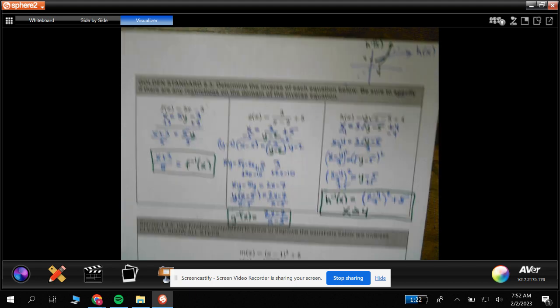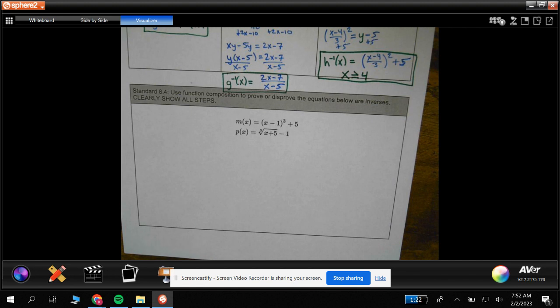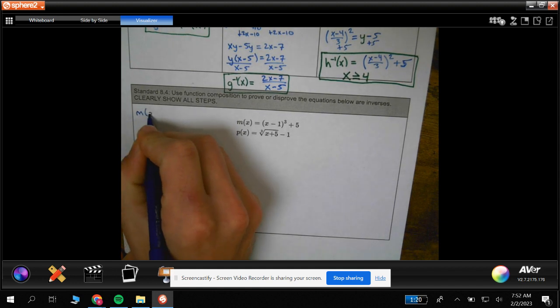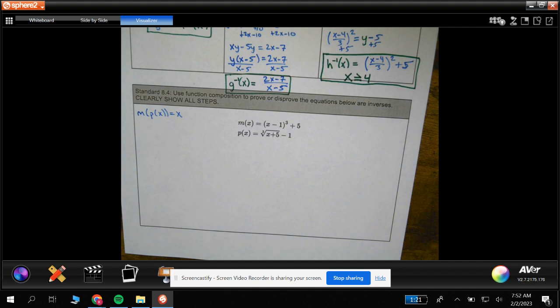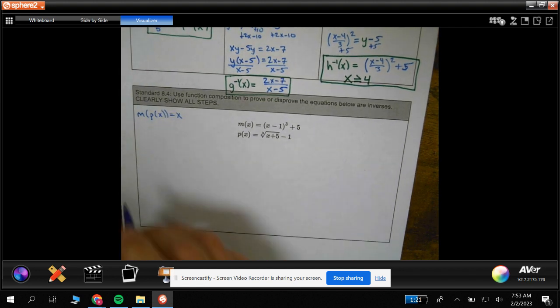All right, standard 8.4. Let's finish this off. Use function composition to prove or disprove the equations below are inverses. What does that mean? That means that m of p of x equals x. All right. Well, what does that mean? That means p of x is now our input for m of x.